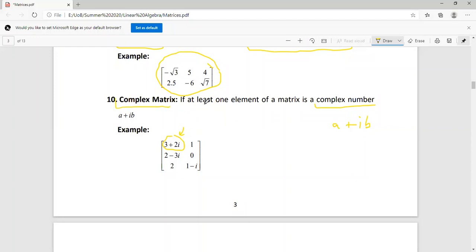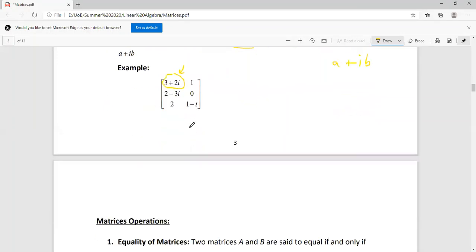So even if at least one element, not all elements have to be complex. You see, 1, 0, and 2, they are real numbers, right? But the other three elements are complex. Even if just this element is complex, we will still call it a complex matrix.